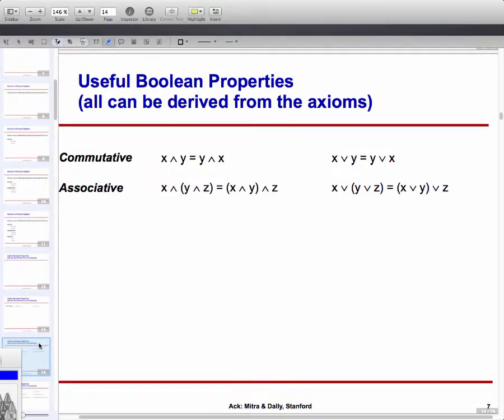Associative. This again follows from our regular algebra. So it's basically saying x and y and z is the same as x and y and z. If I have to AND three variables, it doesn't matter which two I AND first. I can either AND y and z first and then take the output and AND it with x, or I can do it with x and y. And the same property holds true for the OR gate also.